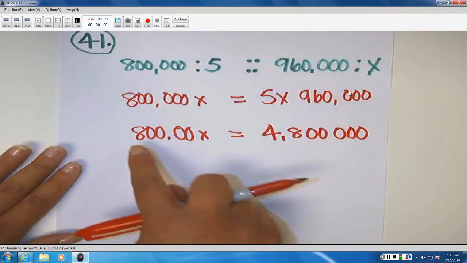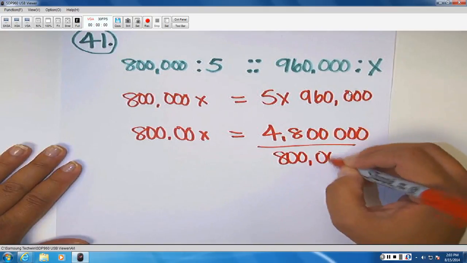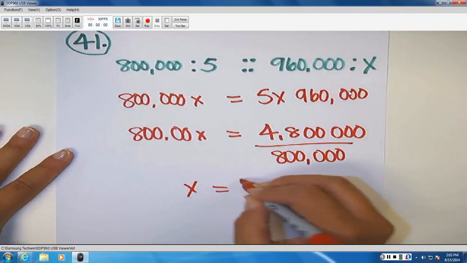And now I'm just going to take this 800,000 and divide. So take my 4,800,000 divided by 800,000, and I get 6. X equals 6.